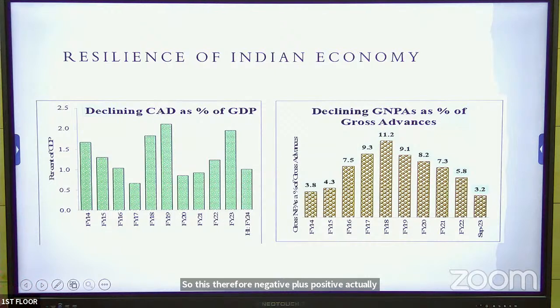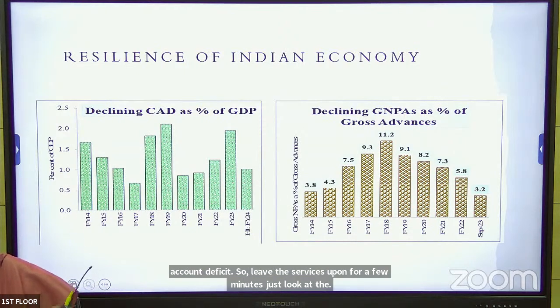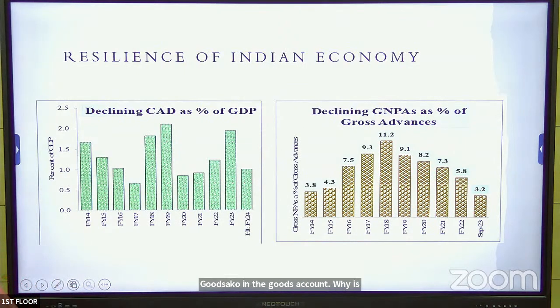So leave the services account for a few minutes. Just look at the goods account. In the goods account, why is it ending up in the negative? Because imports of the goods are higher than the exports of the goods. So if somebody is telling you that the current account deficit is declining, either the services account positive could have increased, or exports of the goods would have increased, or imports of the goods would have decreased. These are the interpretations of it.